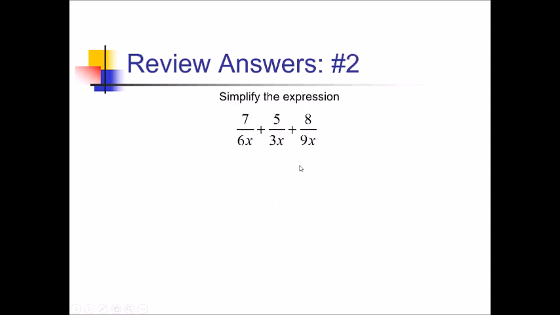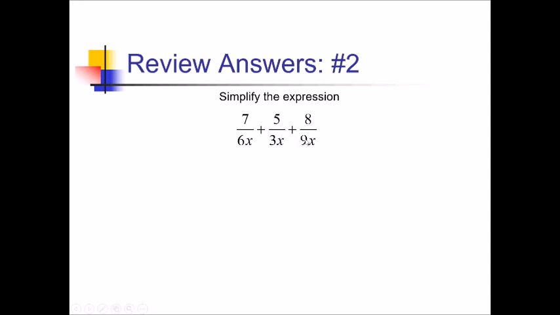To simplify this rational expression, I need to add all of these together into a single fraction. But before I can do that, since I have different denominators, I am going to need to get a common denominator, the least common denominator if I can. So to figure out the LCD, let's first look at the numbers, the coefficients, 6, 3, and 9. And I want to find the smallest number that those all go into. So to make my life easier, I'm just going to take the biggest of those, 9, and start looking at multiples of 9 until I find a multiple of 9 that is also divisible by 3 and 6.